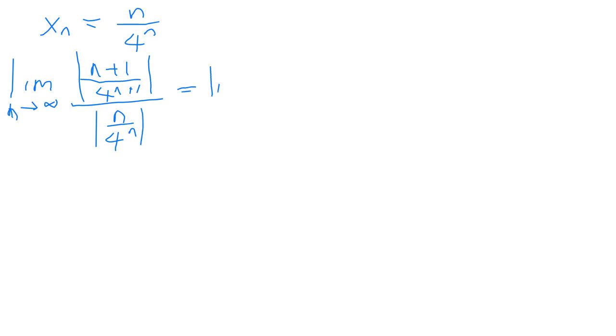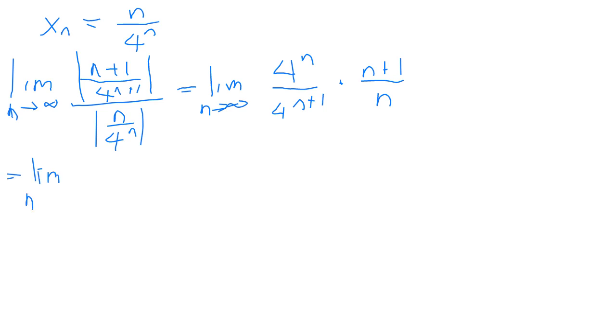So this is the limit as n tends to infinity of, putting them together now, 4 to the n over 4 to the n plus 1, times n plus 1 over n. Doing some further calculations, now we get, as n tends to infinity, 1 over 4 times n plus 1 over n. I should just put n plus 1 over 4n.